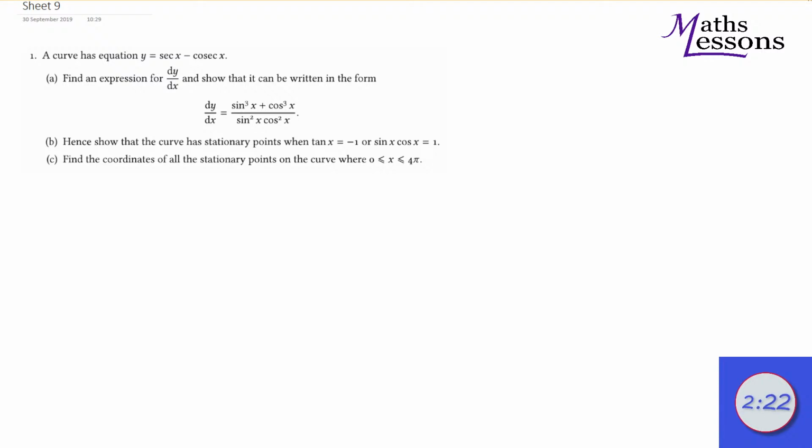To give you a fighting chance of getting this done in the 5 minutes, you need to know that sin x plus cos x is a factor of sin cubed x plus cos cubed x.